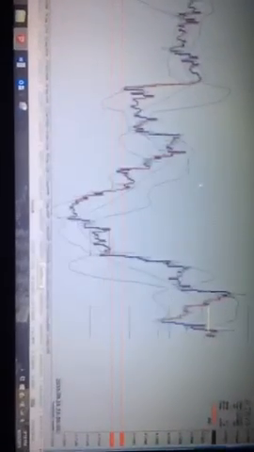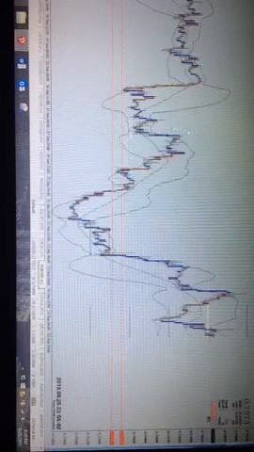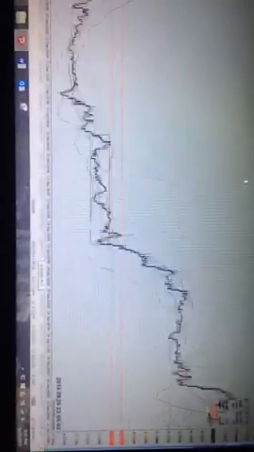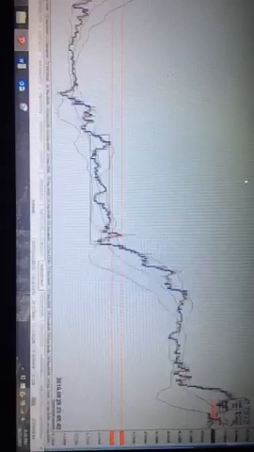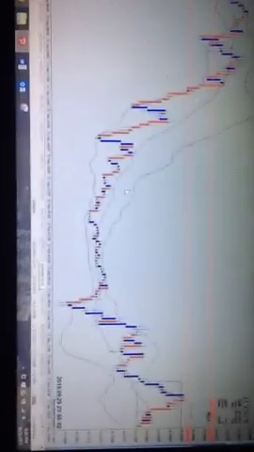Sometimes, well, if you were to use a 1 hour, it does work on a 1 hour. It's just that 1 hour consolidation zones are typically harder to spot than on a 15-minute or a 5-minute. Like I said, this is a scalping strategy, so we tend to look for a nice consolidation.